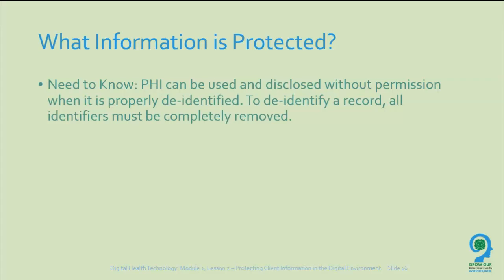However, PHI can be used and disclosed without permission when it is properly de-identified. To de-identify a record, all identifiers must be completely removed, so there must be no chance that someone reading that information could ever associate that information with a particular person.